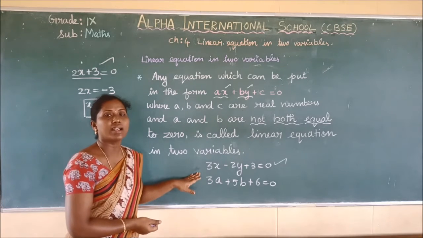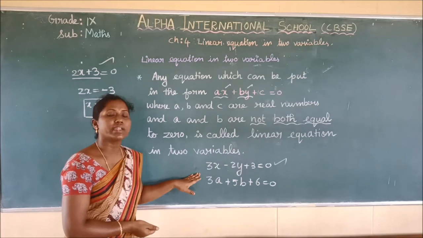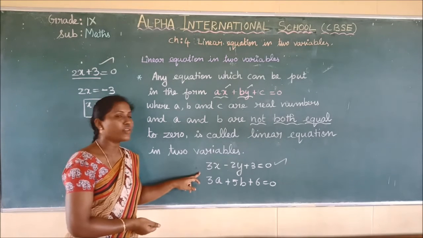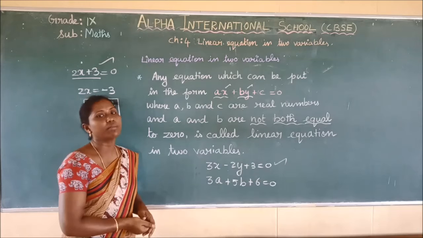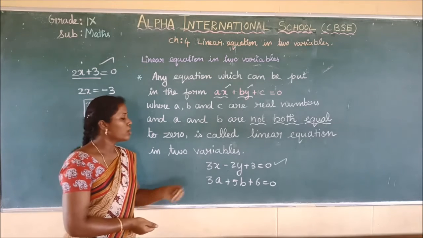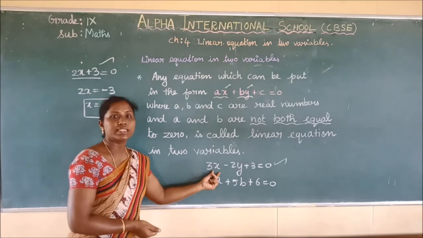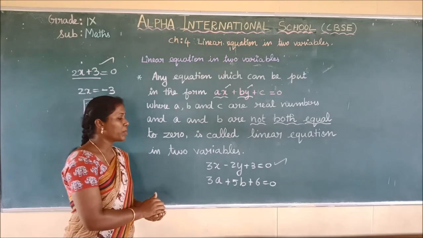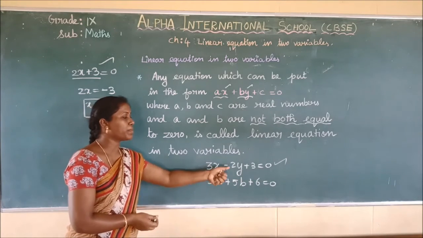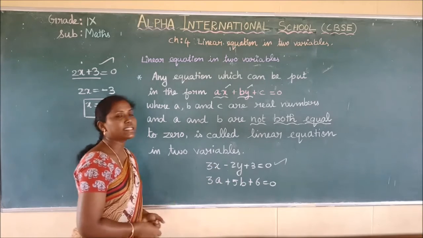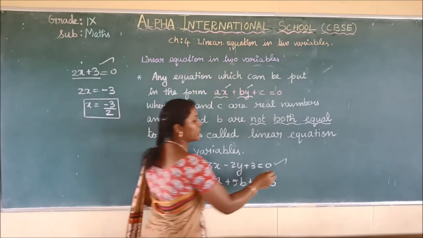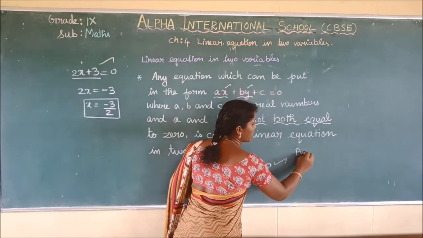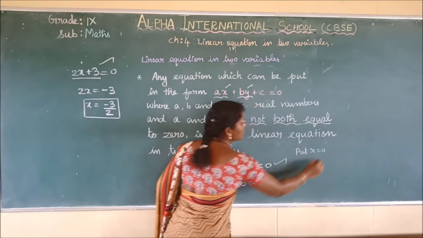two variables, the equation has infinitely many solutions. Such type of equations has infinitely many solutions. How? It means for each and every value of x, there exists a corresponding value of y. For example, for this equation 3x minus 2y plus 3 is equal to 0, if I put x is equal to 0.